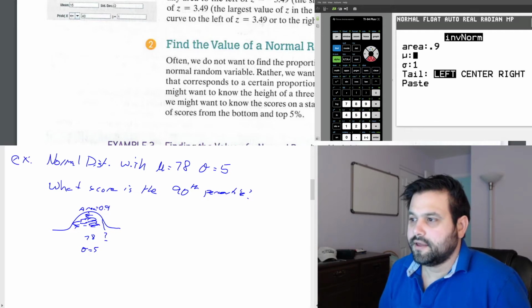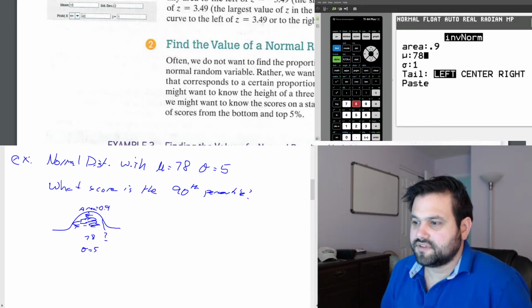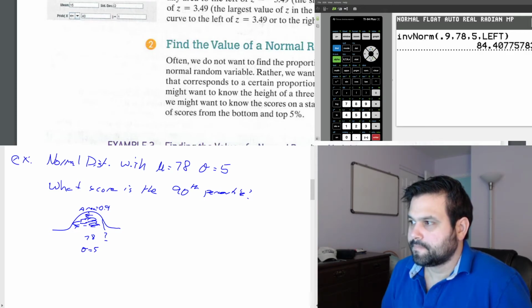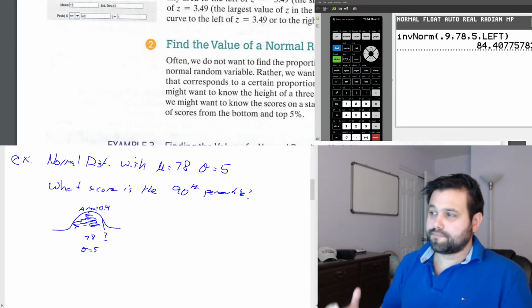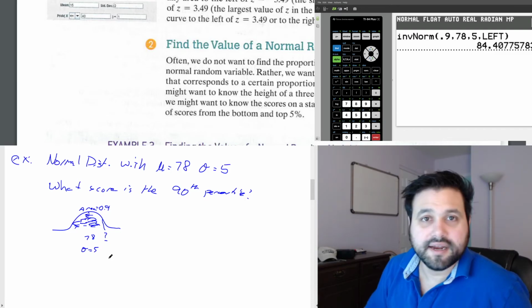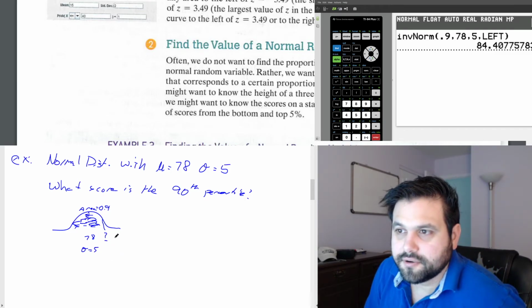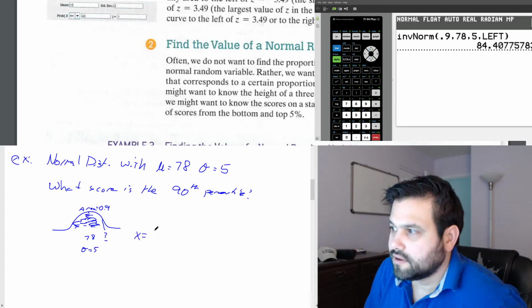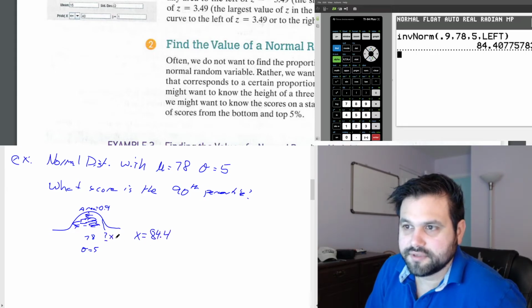So I'm going to type that in, 0.9, and I'm going to put in the parameters. So it's an average of 78 and a standard deviation of 5, and I'm just going to calculate that. So that tells me I need about an 84.4 to be in the 90th percentile, right? And so this would be 84.4 if that value was x, right?